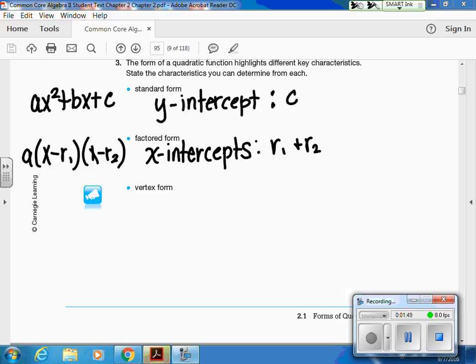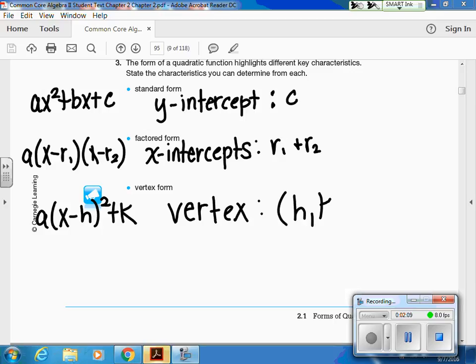This is a tough one. In vertex form, what can you automatically get in vertex form? The vertex, yeah. And the vertex is (h, k).